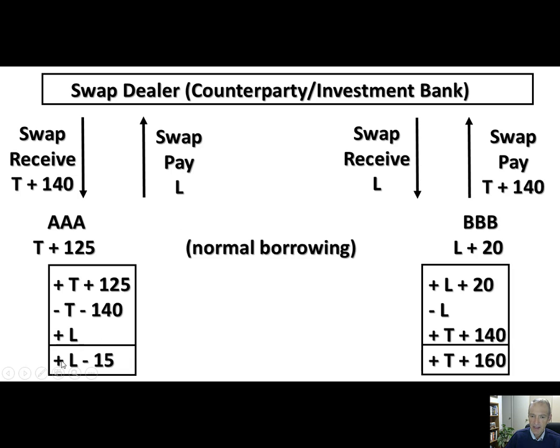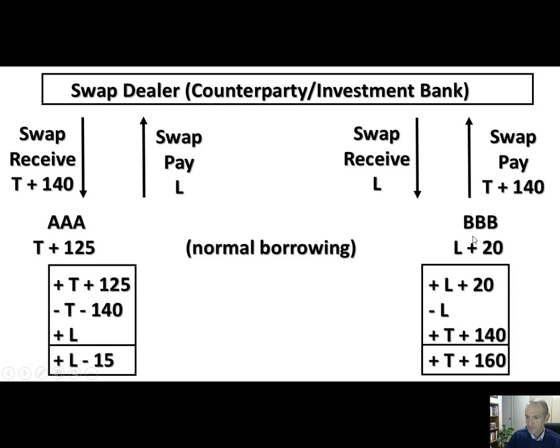When you do the math, their net cost after all of this is done is LIBOR minus 15, which was much lower than what they were paying before. Remember, if they borrowed in the floating rate market themselves, they would have paid LIBOR plus 10, but instead they got away with paying LIBOR minus 15. So they saved 25 basis points by entering the swap.